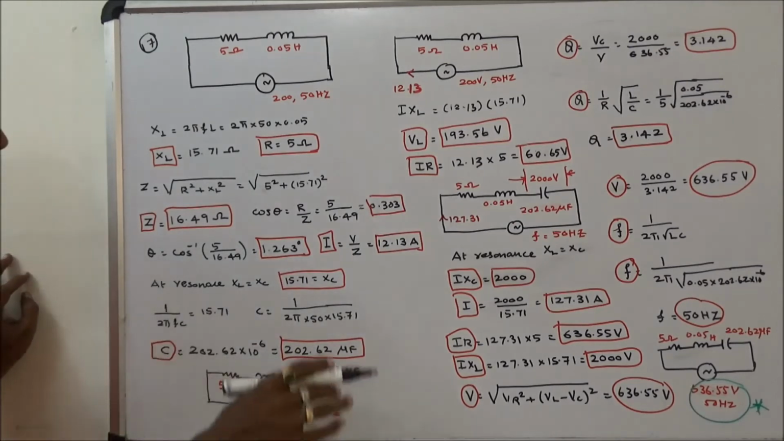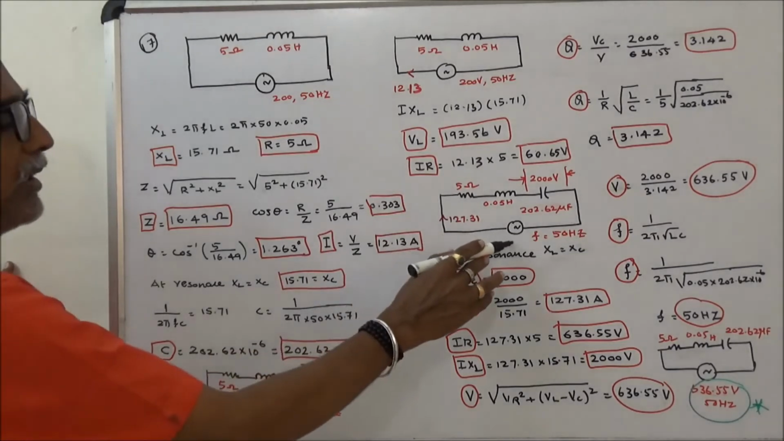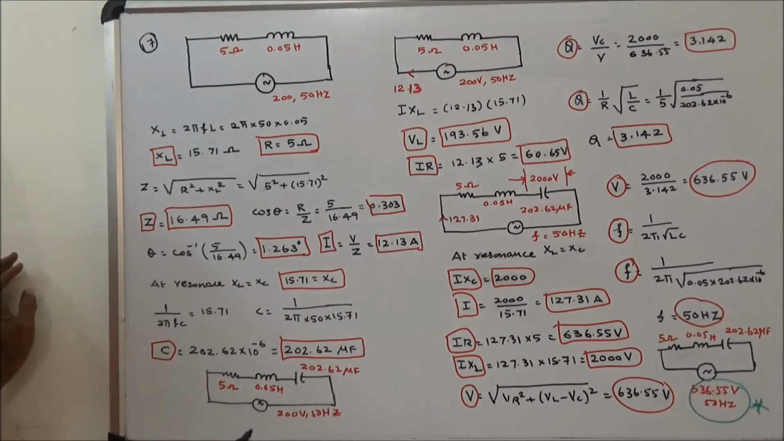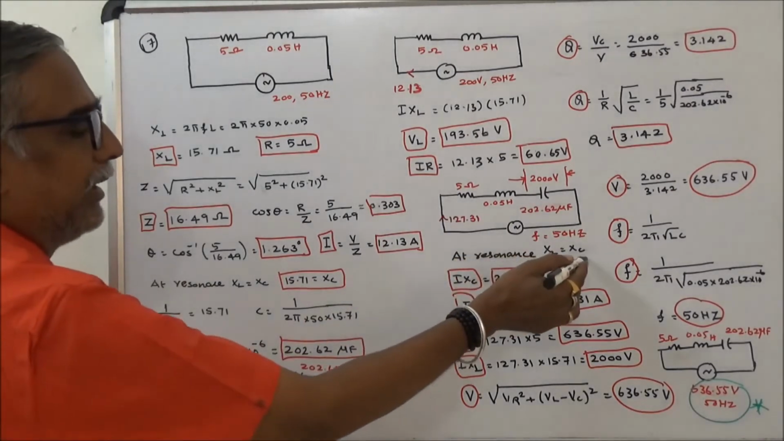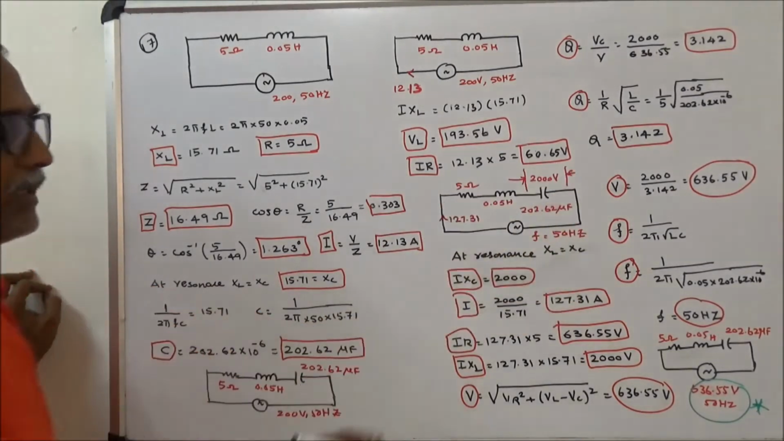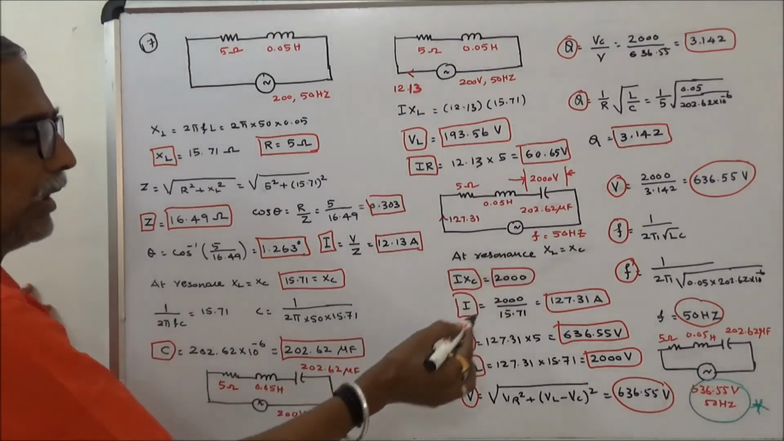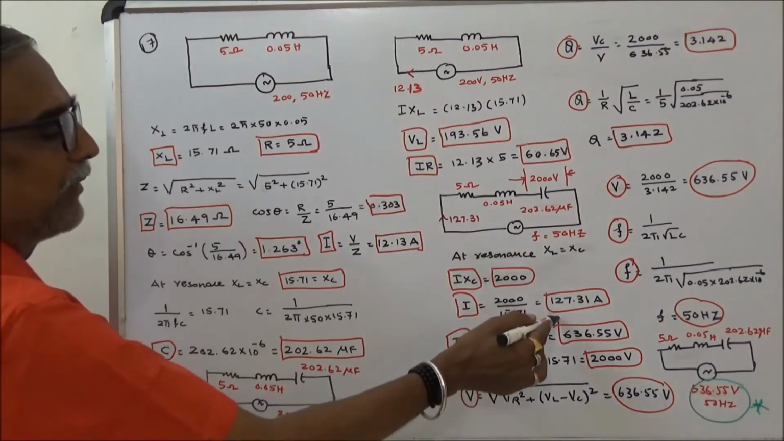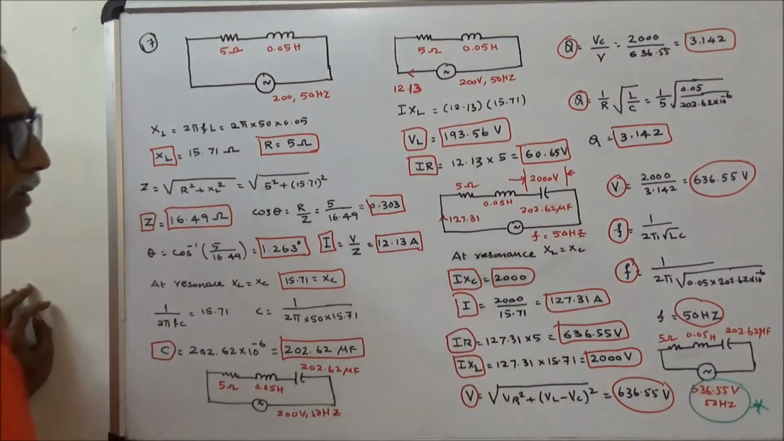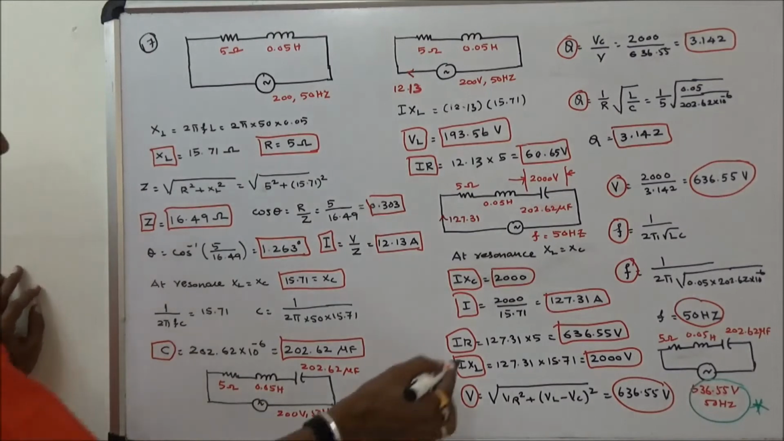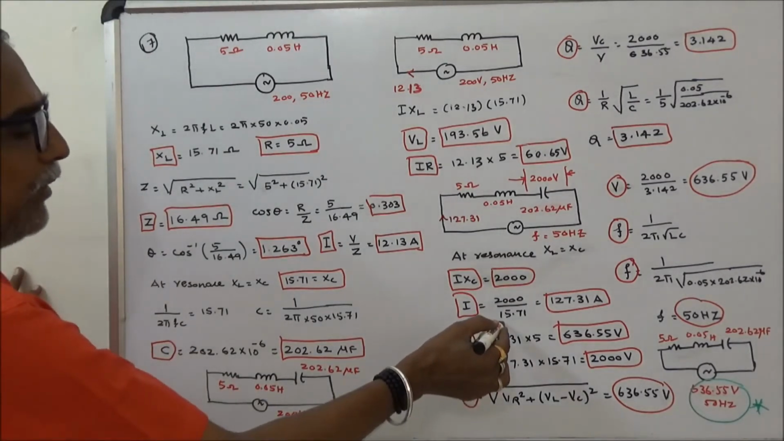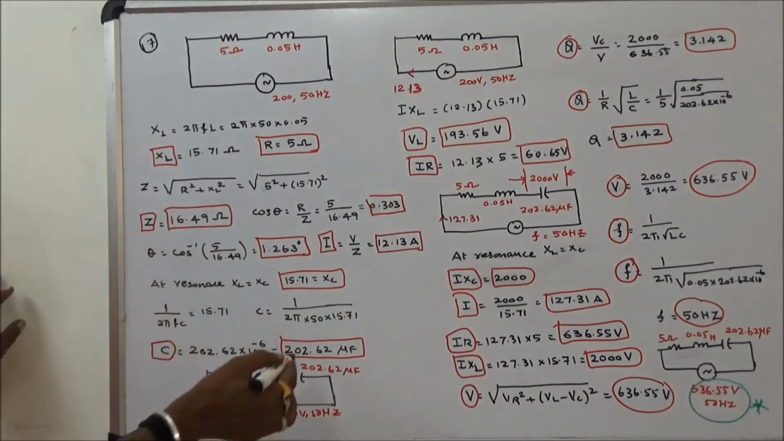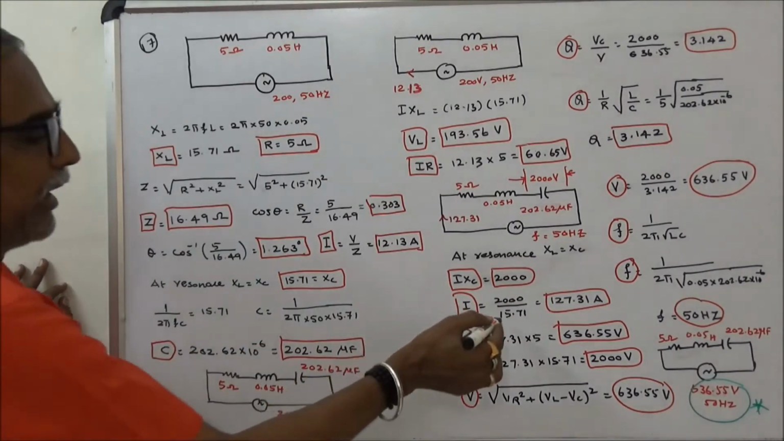Over. Next I want to increase the voltage to get 2000 volts. How to calculate the voltage? At resonance XL is equal to XC. Here voltage across the capacitor is given, that is 2000. Therefore I is equal to 2000 by 15.71, that is equal to 127.31 amps. Here the value of XC is 15.71. XC is equal to 1 by 2 pi FC. I know the value of C, so I can calculate XC.